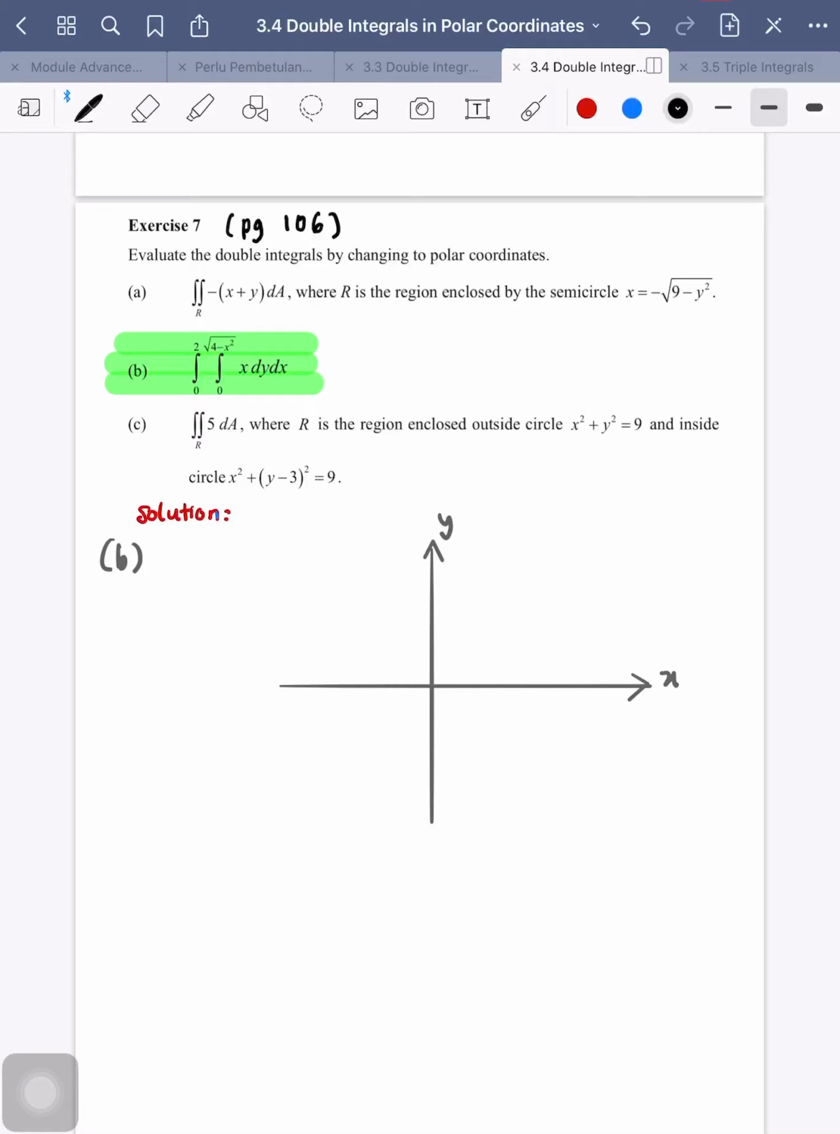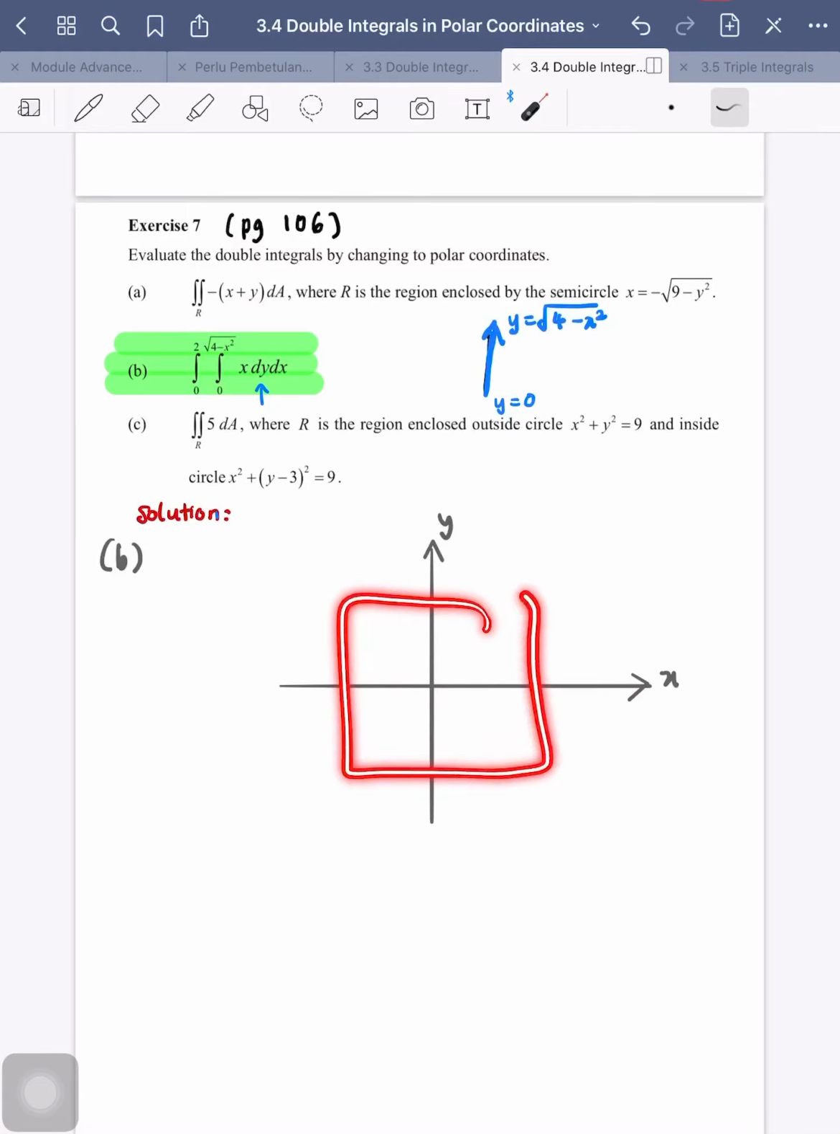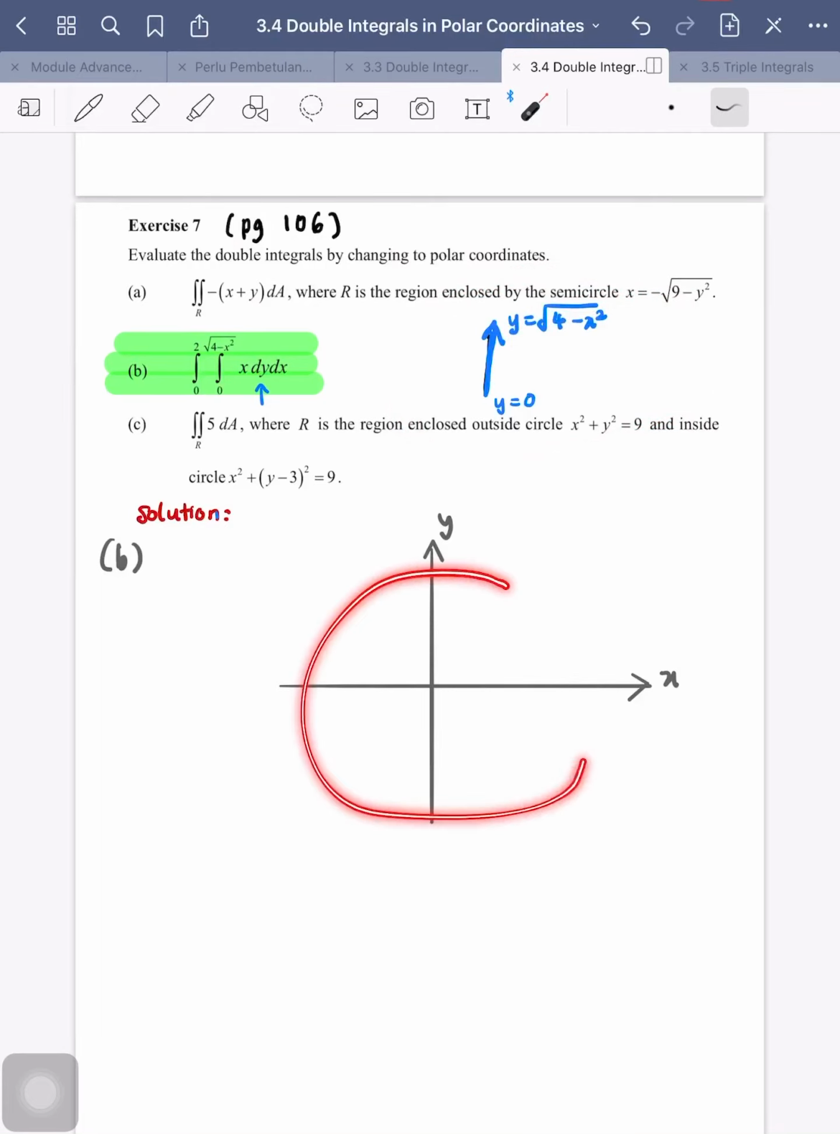So from bottom to top, at the bottom for limit of y, they meet y equal to 0, and at the top of the integral, they meet y equal to square root of 4 minus x squared. Okay, to find the limit, not just in polar, everywhere, to find the limit for polar, you need to sketch first. Okay, there's no other way other than sketch.